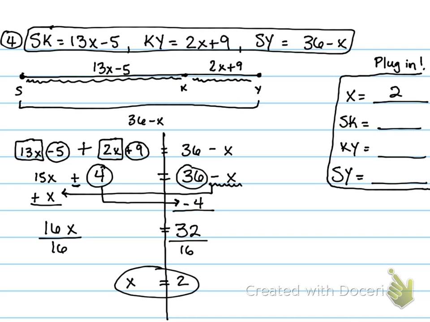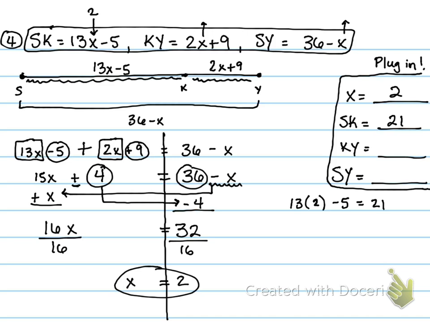So now that I have x equals 2, I need to plug 2 in to all of these things. A 2 is going to go in place of x, a 2 is in place of x, and a 2 is in place of x right here. So the first one, 13 times 2 minus 5. Put that in the calculator. 26 minus 5 is 21. So SK is 21.